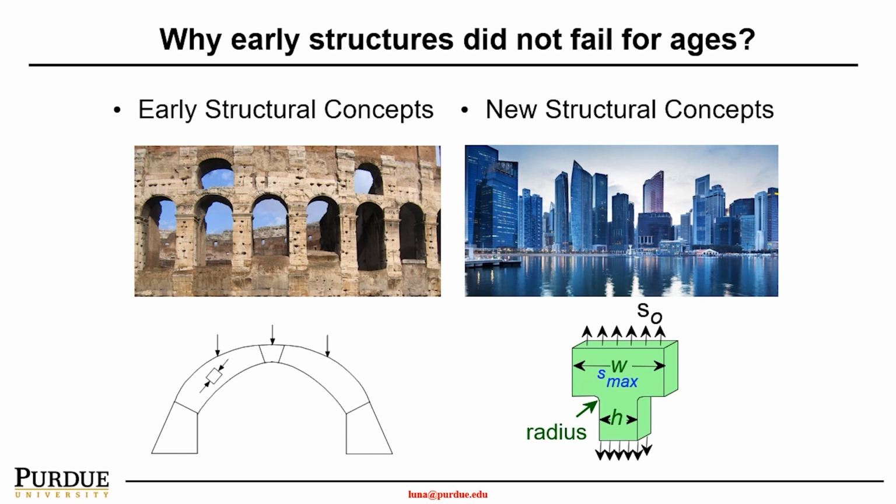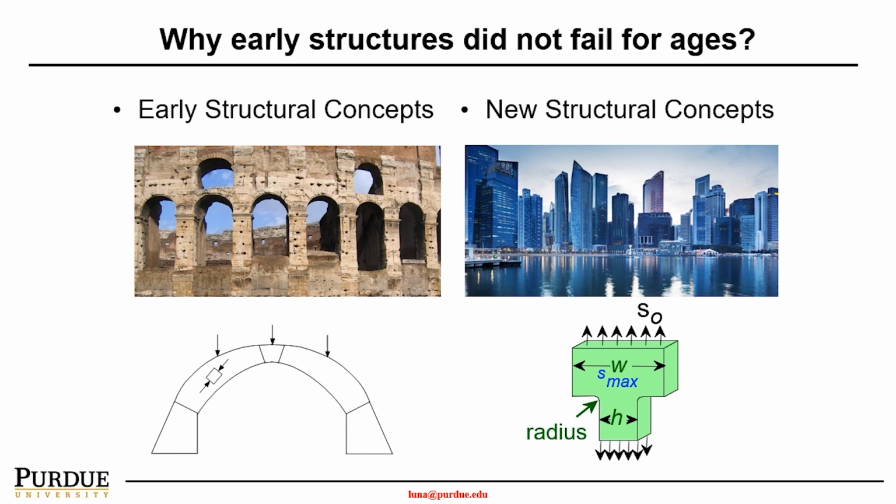So you may have a question. Fracture mechanics does not sound like a very old concept, or at least it did not exist 1,000 years ago. So why did early structures not fail for ages? For instance, many structures built in Roman times are still existing today. If you look at the early structures and new structures, I put them side by side.